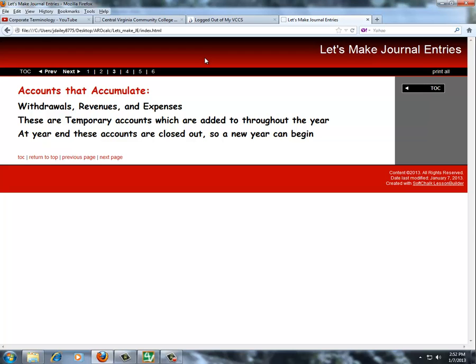And at the end of the year, I'm going to close them out so that next year I can begin anew and figure out how much I spent for revenue expenses or generated in revenues, or the owner took out in withdrawals for the entire year.